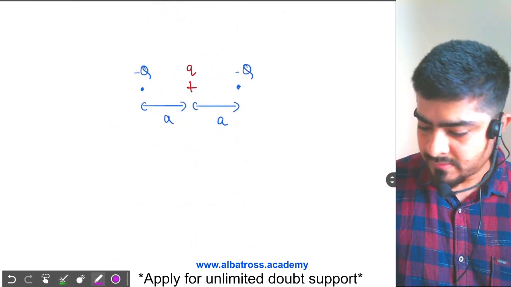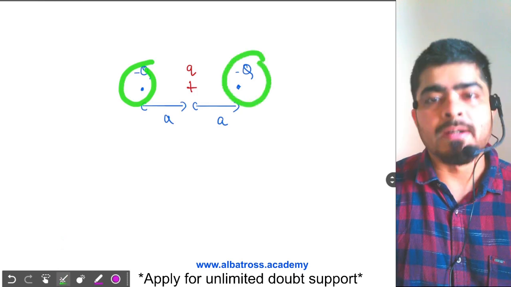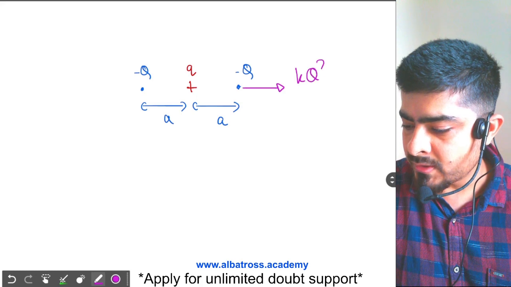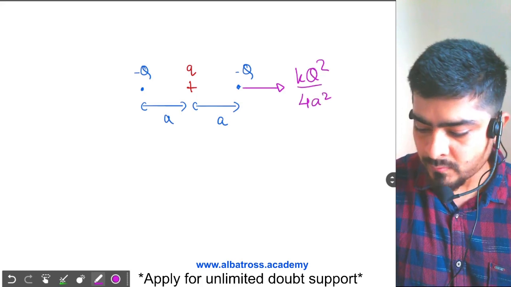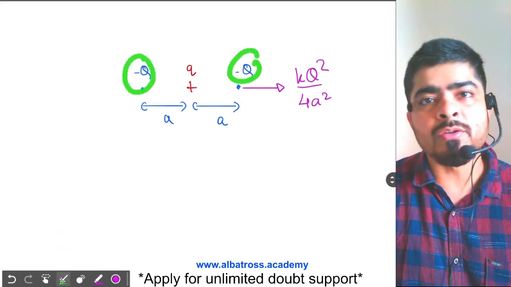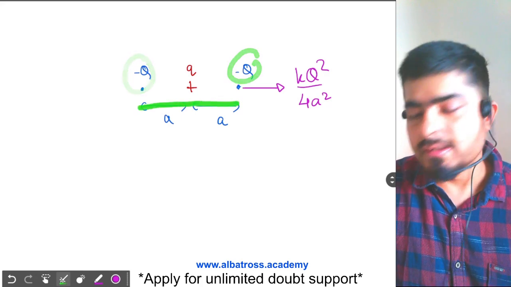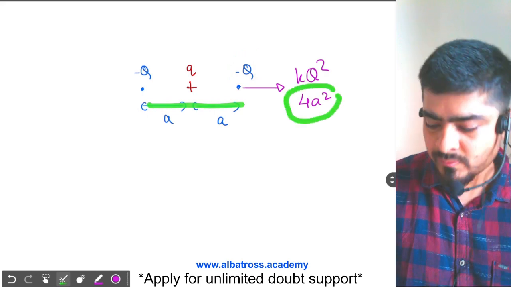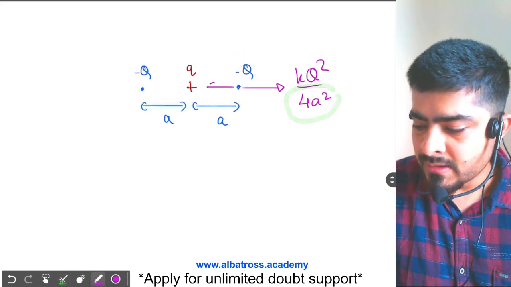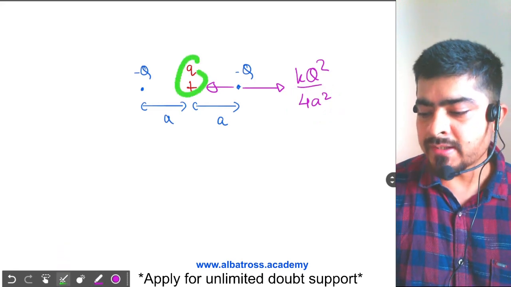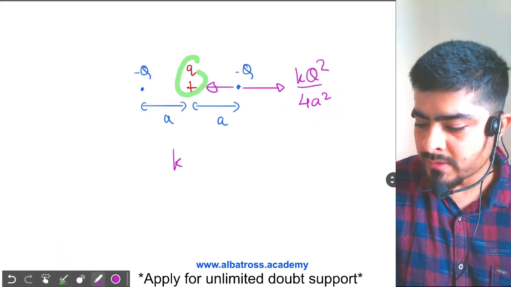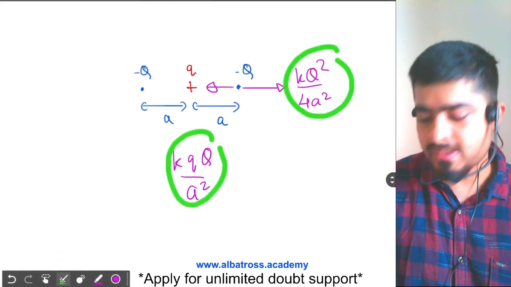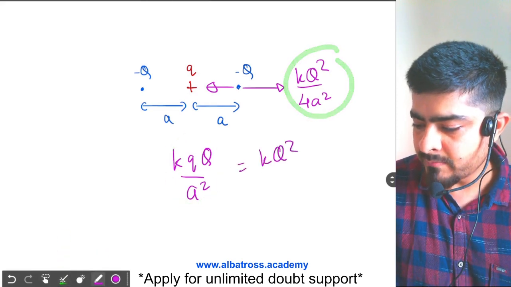Now let's look at the forces. This minus q charge will repel this minus q charge with force equal to k q square by 4a square, using k q1 q2 divided by distance squared. So the total distance is 2a, and the square of 2a will be 4a square. At the same time, this minus q charge will be attracted by the positive small q charge, and that attraction force will be k q small q by a square. So this attraction force and this repulsion force should balance each other for equilibrium.